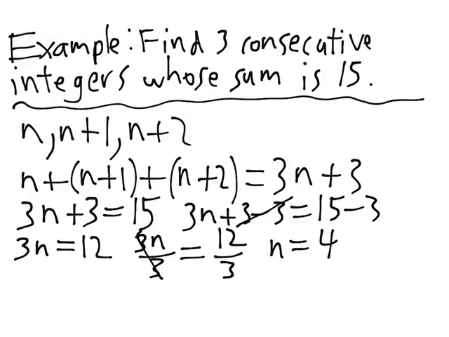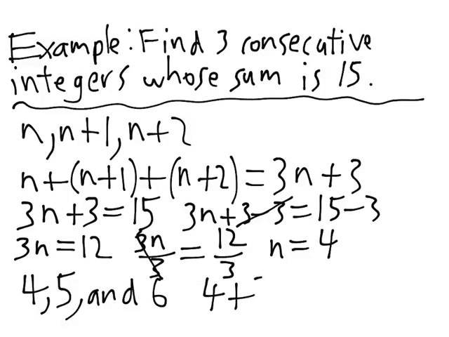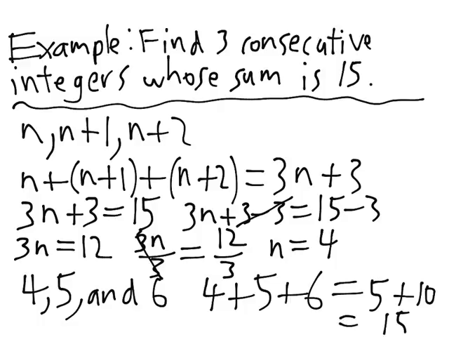Since we decided that n would be the smallest of these integers, we know that our consecutive integers must be 4, 5, and 6. Now let's check to make sure their sum is actually 15. 4 + 5 + 6 is 5 + 10, if we group together the 4 and the 6, which equals 15.